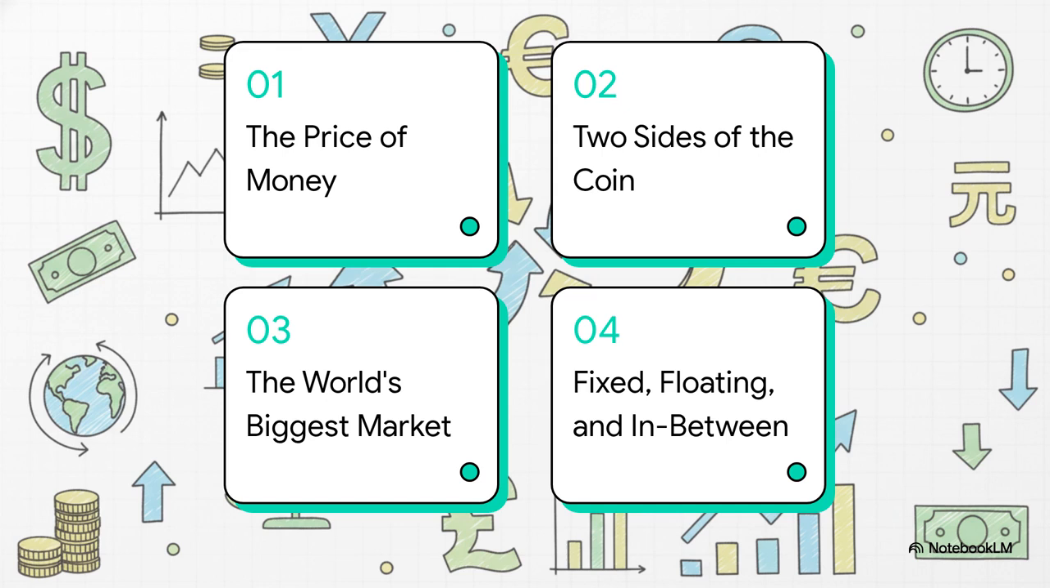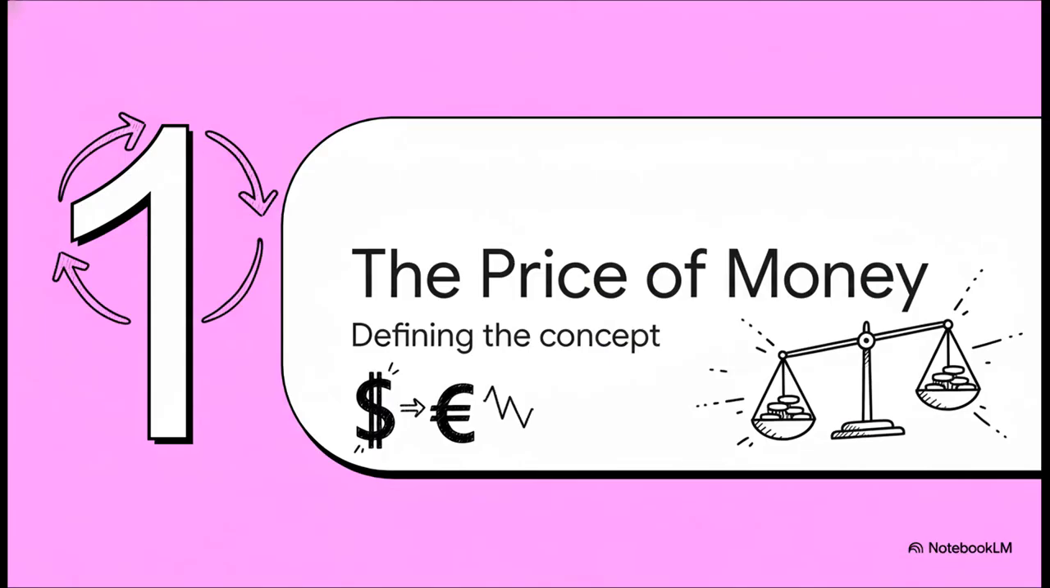First, we'll nail down what we mean by the price of money. Then we'll look at a couple of different ways to view that price. After that, we'll dive into the biggest market on the planet where these prices get set. And finally, we'll check out the different rule books that countries follow. All right, first things first, let's get right to the core concept.